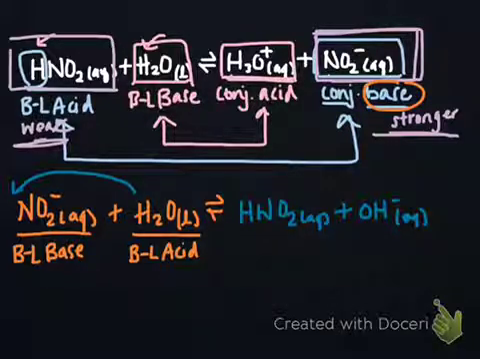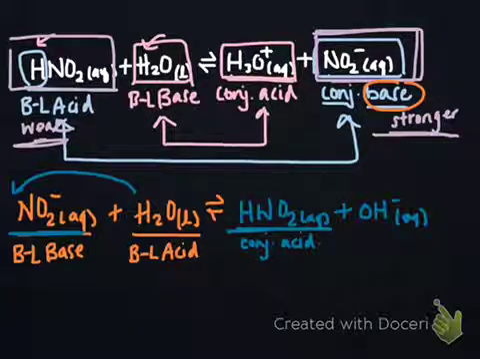And again, we can identify our conjugates. Because the HNO2 is the product of the NO2, this is my conjugate acid. And then the OH is my conjugate base. It goes with the water.